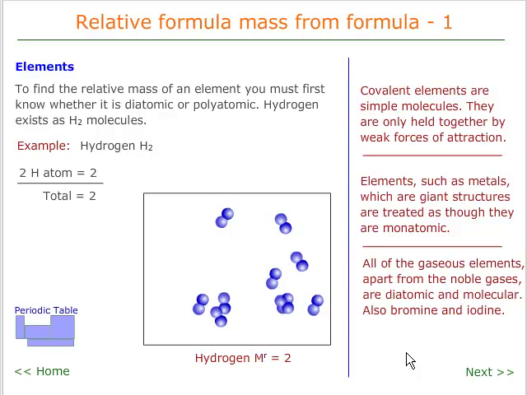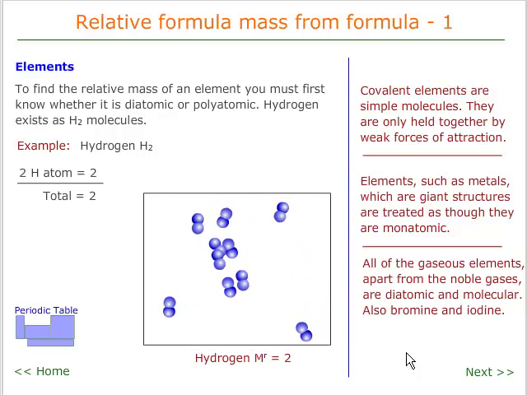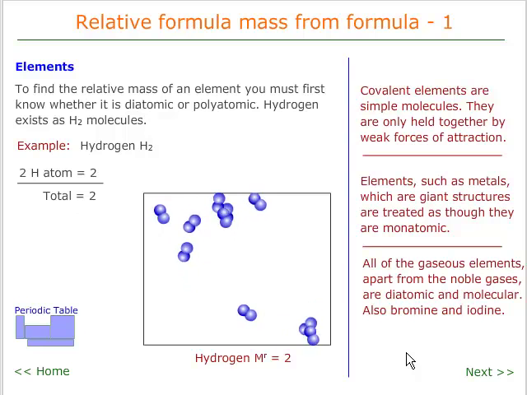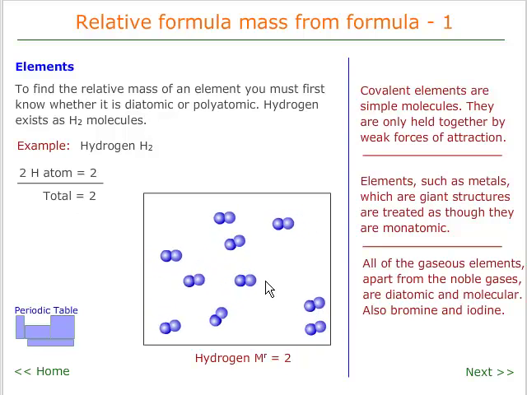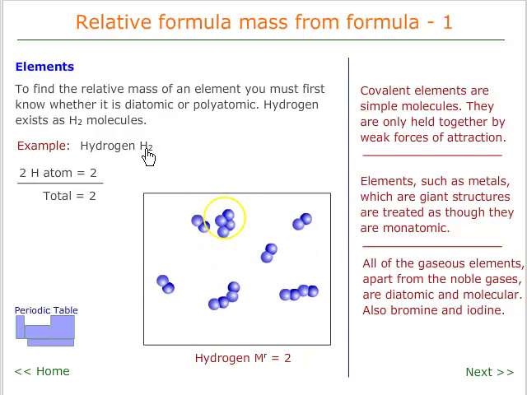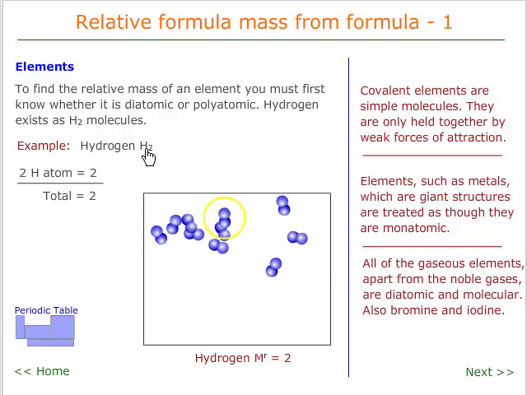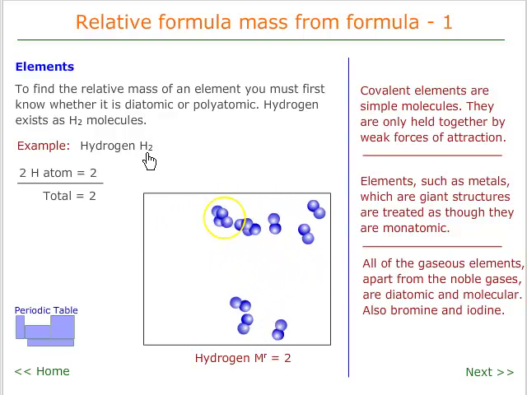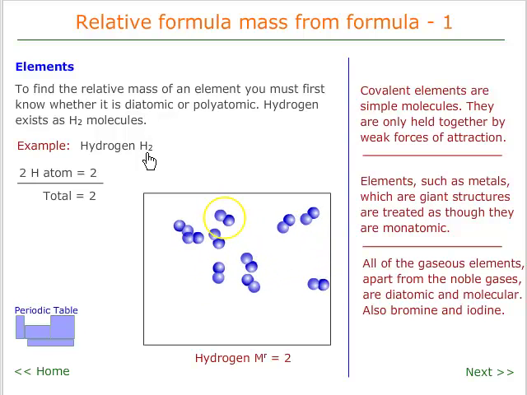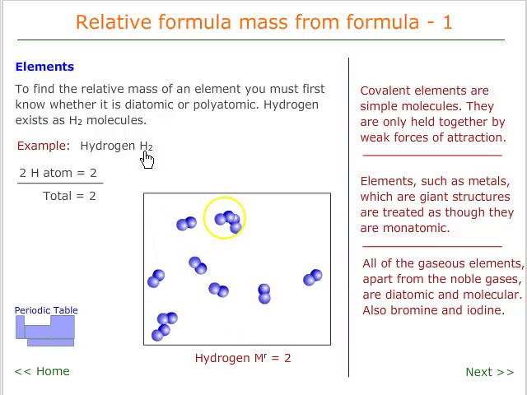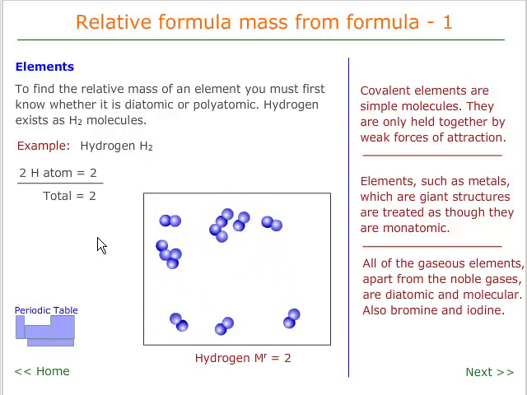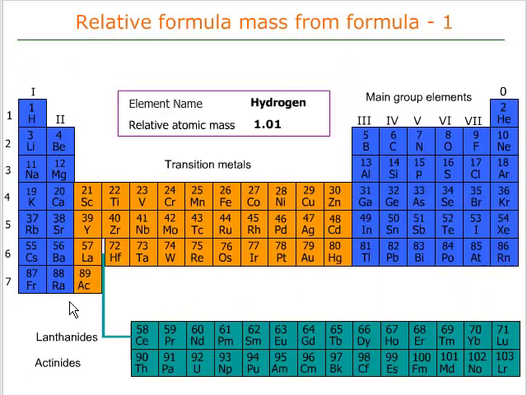However, there are a fair few elements, approximately 10, that are treated as though they are simple molecular, because this is how we believe they are. Hydrogen, for example, seems to have 2 atoms in its molecule. So, if we wish to know the relative mass of hydrogen, we're not dealing with the relative atomic mass, we're dealing with the relative molecular mass. If we look at the periodic table, we find that hydrogen has got the relative mass of 1.01, or approximately 1.